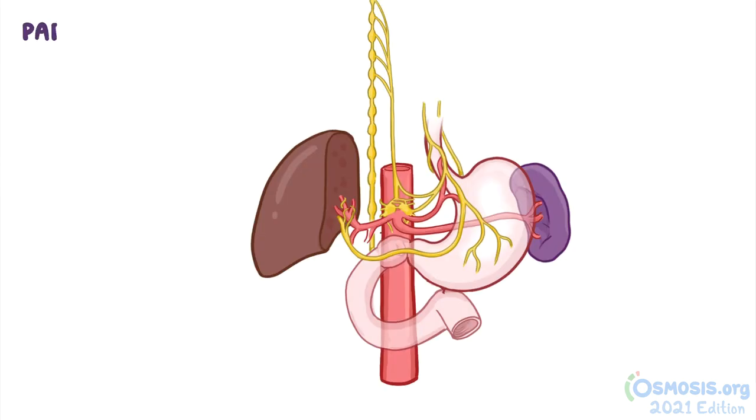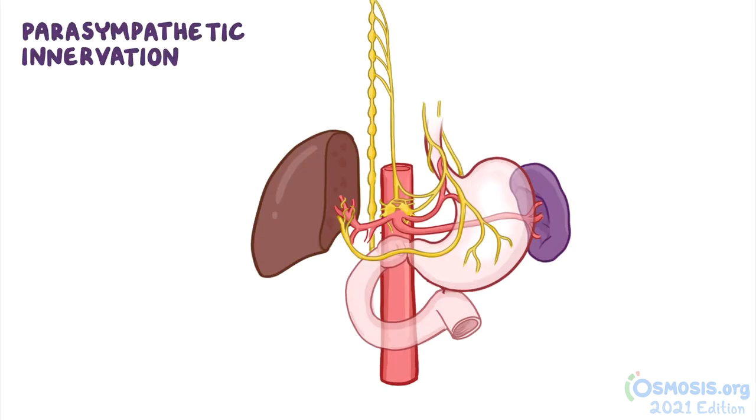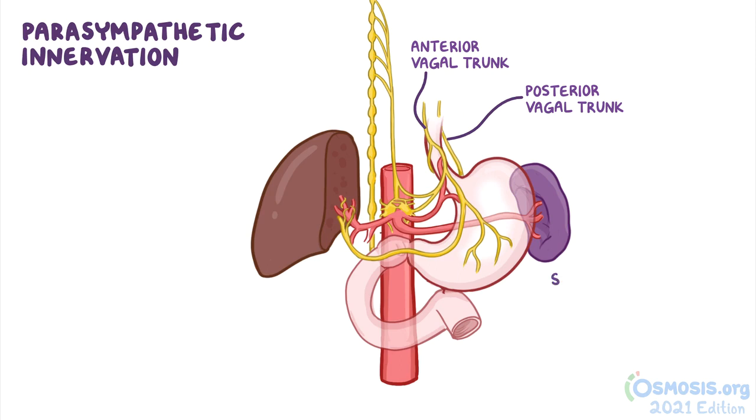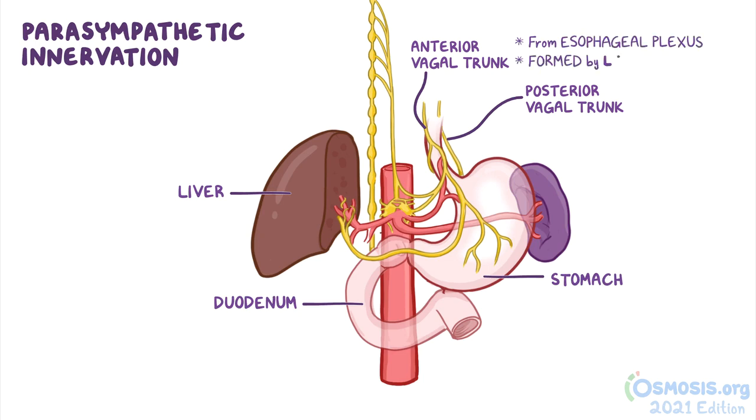Now, let's talk about the innervation of the stomach. The parasympathetic innervation of the stomach is from the anterior vagal trunk and posterior vagal trunk and their branches. The anterior vagal trunk sends branches to the anterior surface of the stomach, liver, and duodenum. It emerges from the esophageal plexus and is formed mainly by the left vagus nerve. The posterior vagal trunk sends branches to the posterior surface of the stomach. It emerges from the esophageal plexus and is formed mainly by the right vagus nerve.